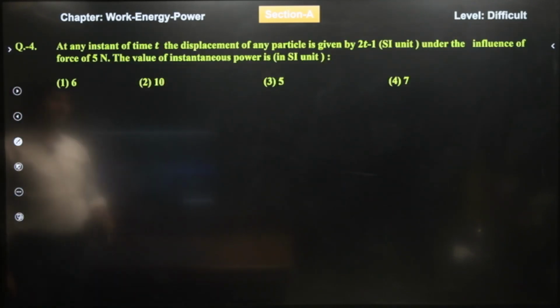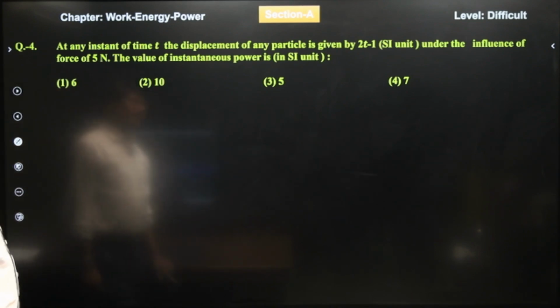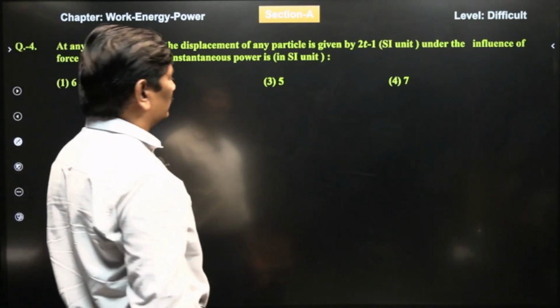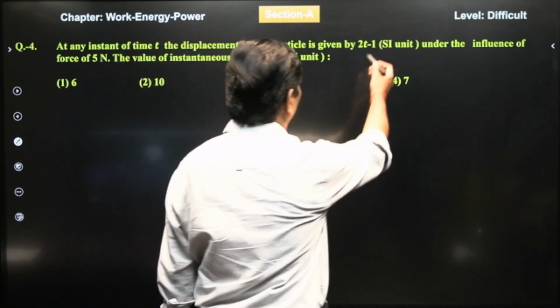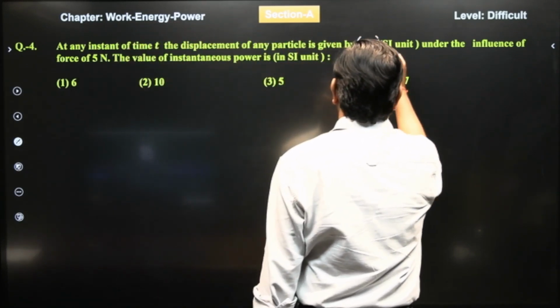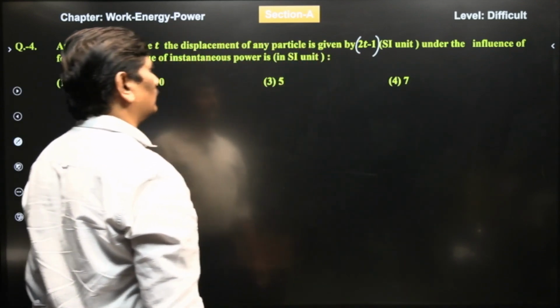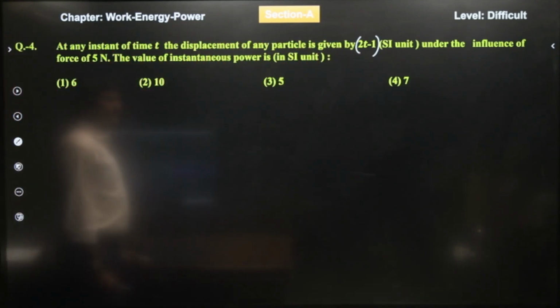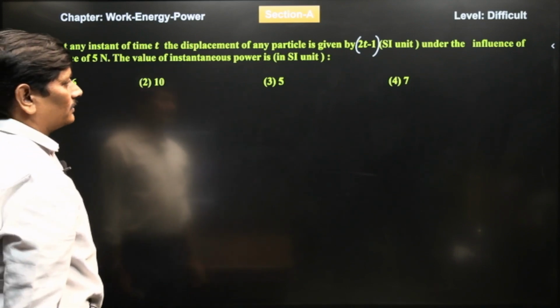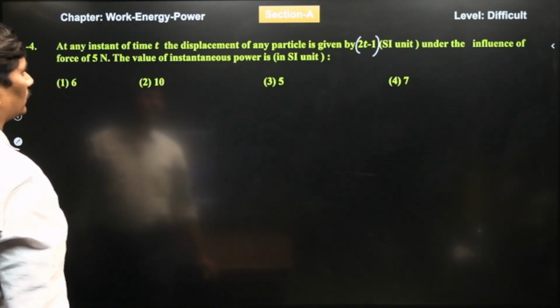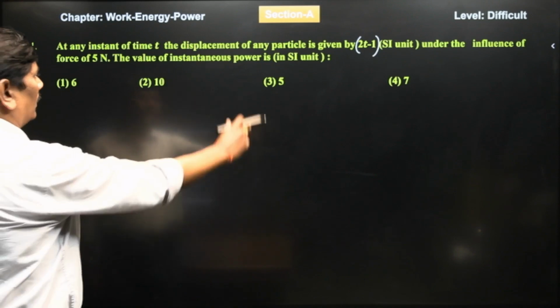Next. Next question related to work, energy, power. It is under the difficulty level. Why it is under the difficulty level is because generally medical students feel some difficulty with this calculus part, integration or differentiation. That is why it is put in the difficulty level.